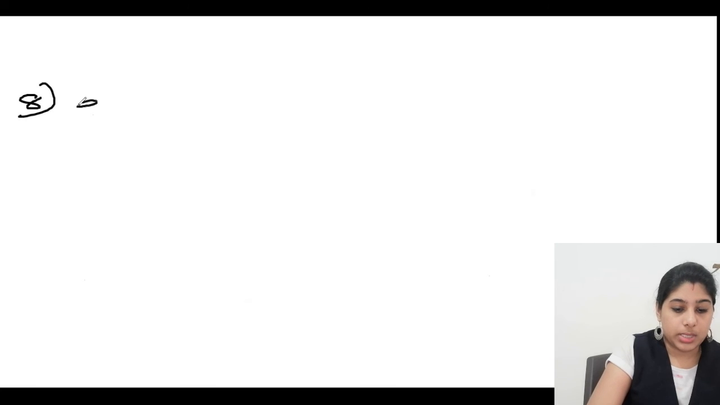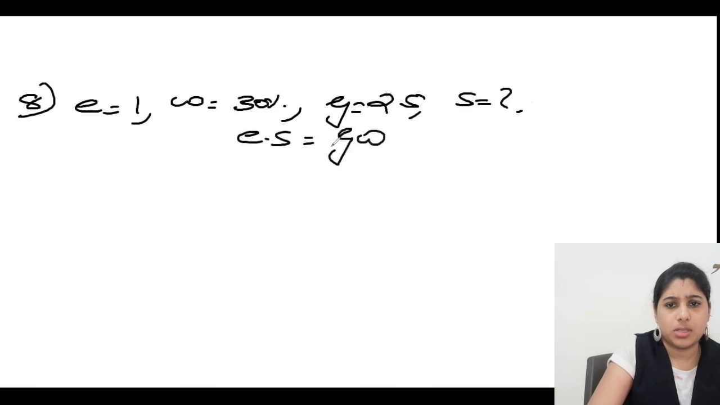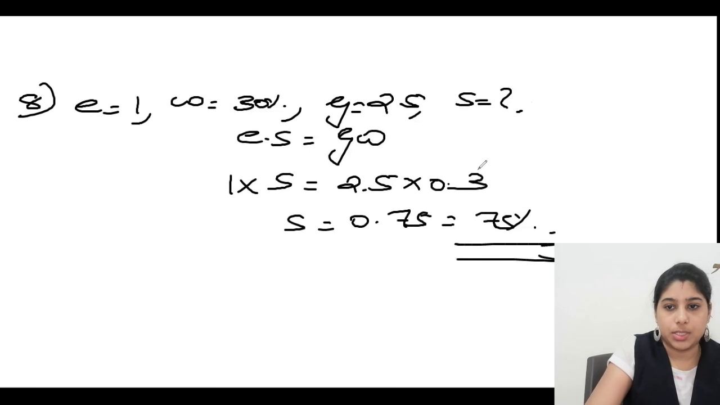For a soil in natural state, void ratio is 1. Water content is 30%. G is 2.5. You have to find the value of S. It is very easy. e into S is G into w. You have to find S. G means 2.5, w means 0.3. So S will be what? 0.75. That is 75%.